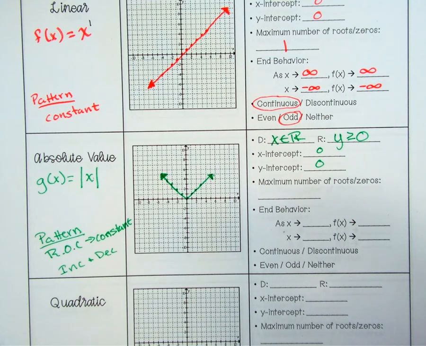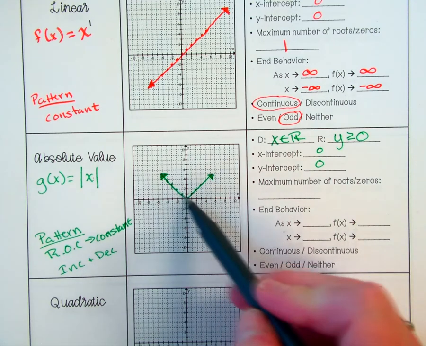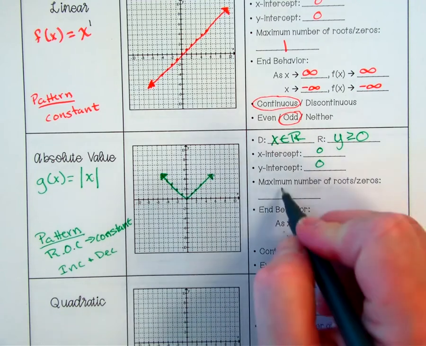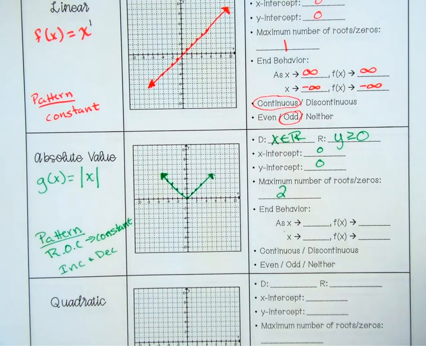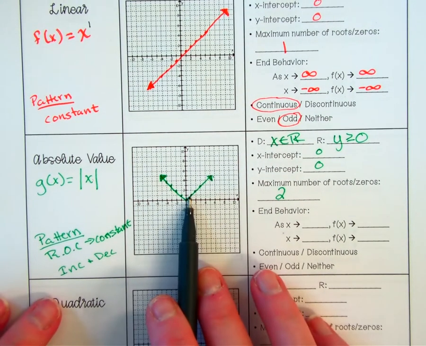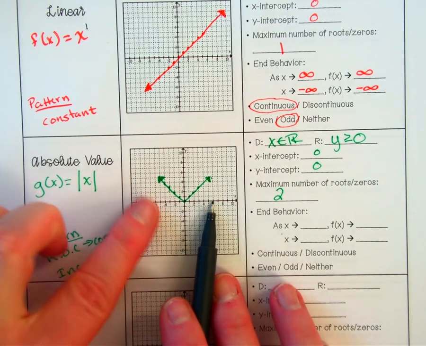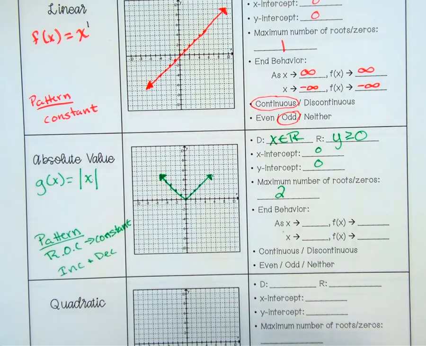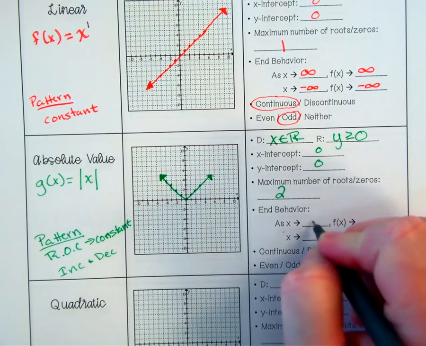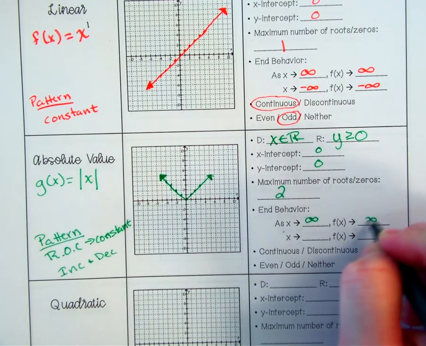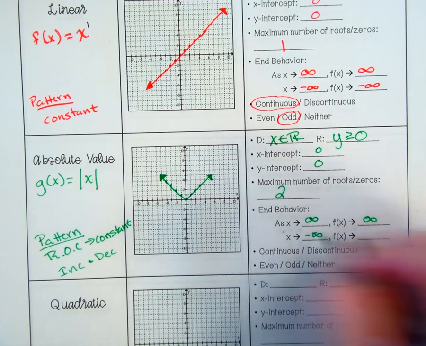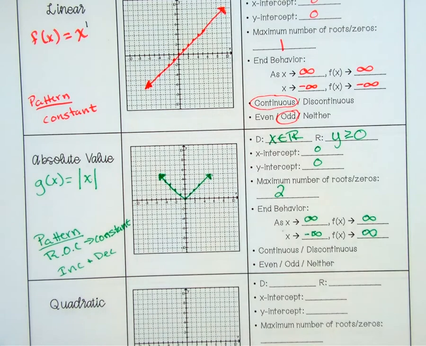Maximum number of roots or zeros. Because this graph turns and goes back up, you could have at most 2 roots. Because if I took this and I shifted it down, I could get it crossing at 2 different spots on the x-axis. So with our absolute value graphs, you could get at most 2 roots for that. And then our end behaviors, both of them are pointing up. So both my right side and my left side are going to be going to positive infinity there.